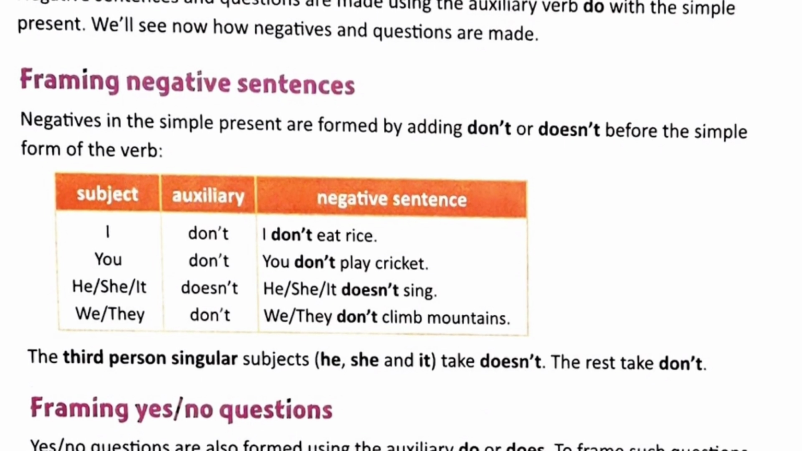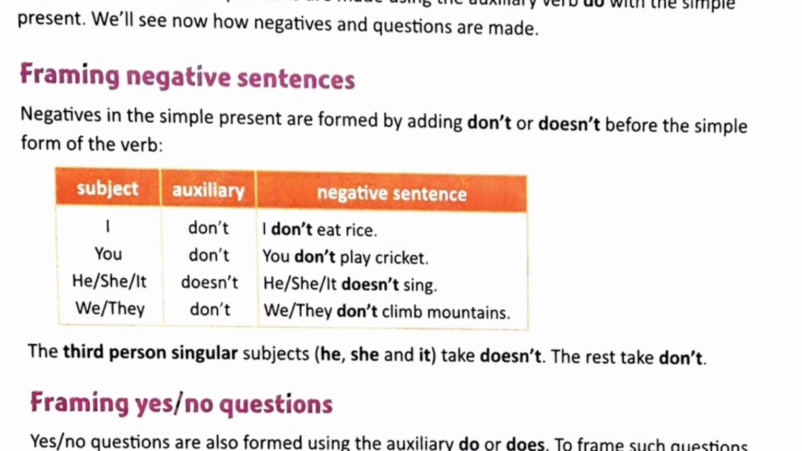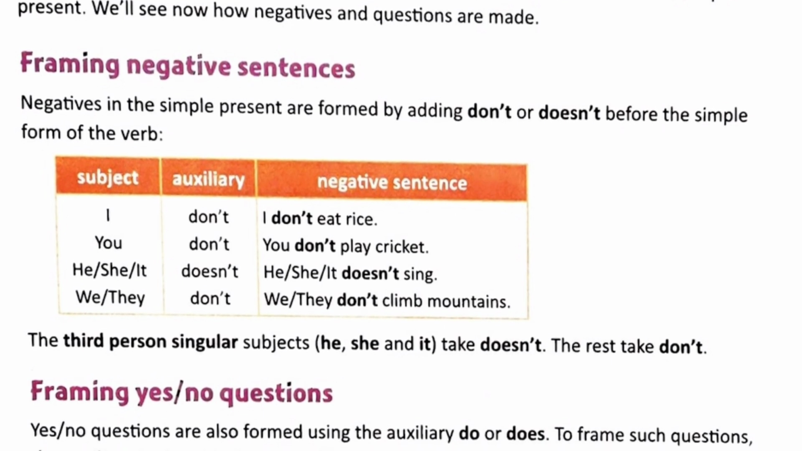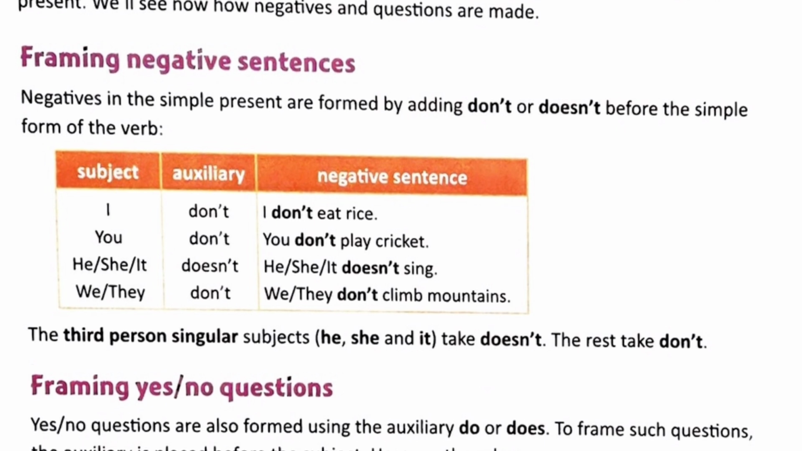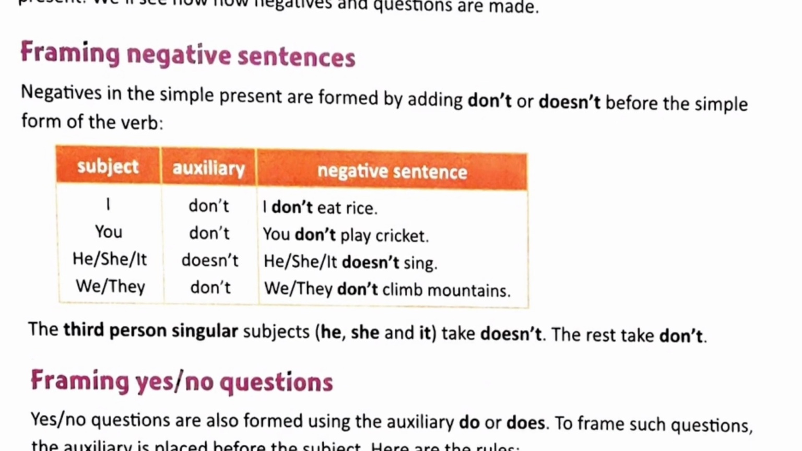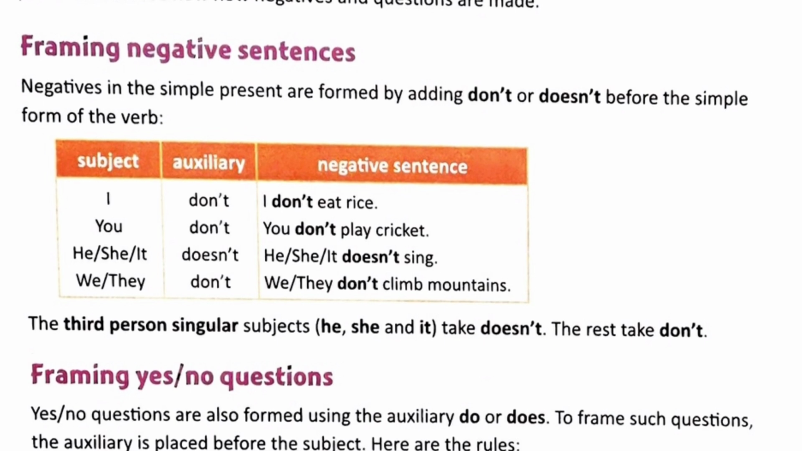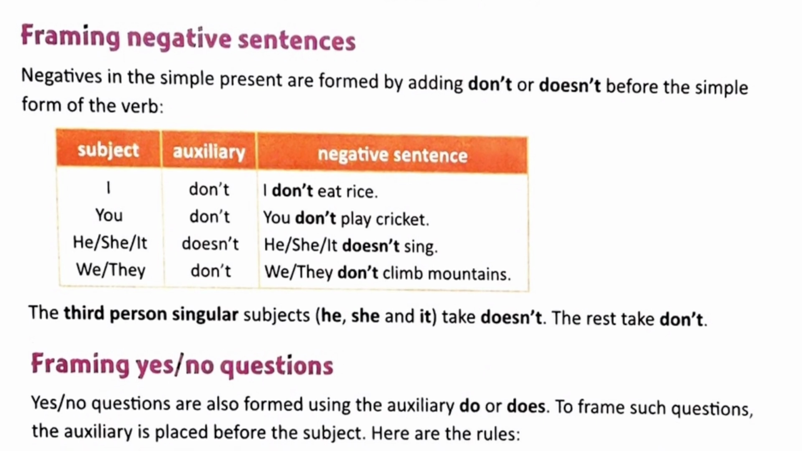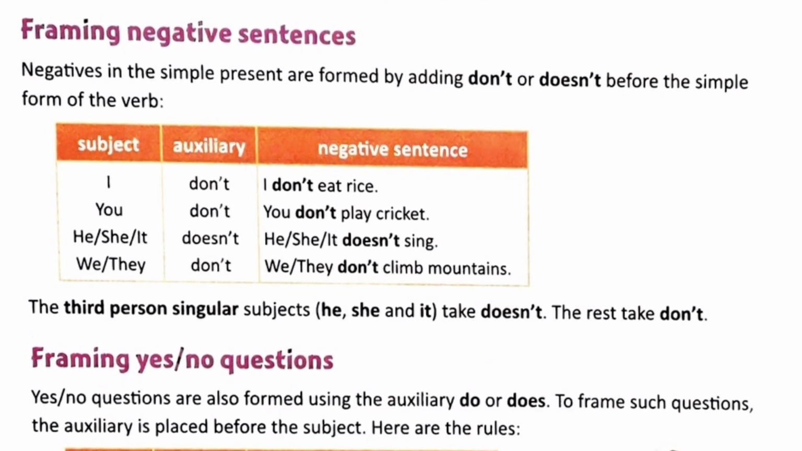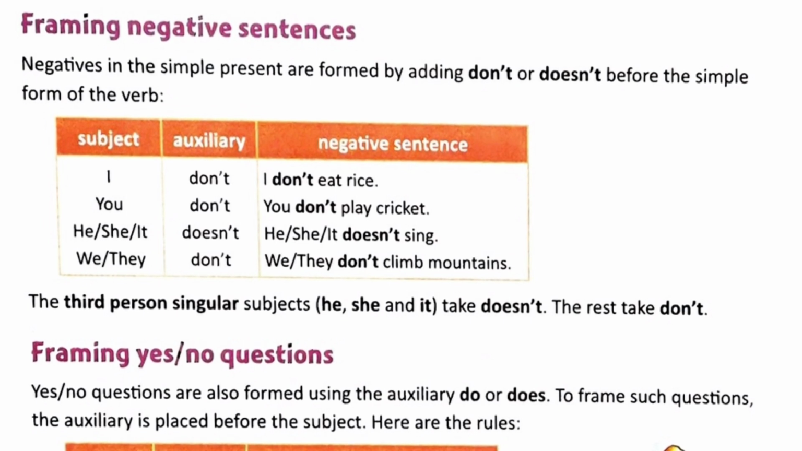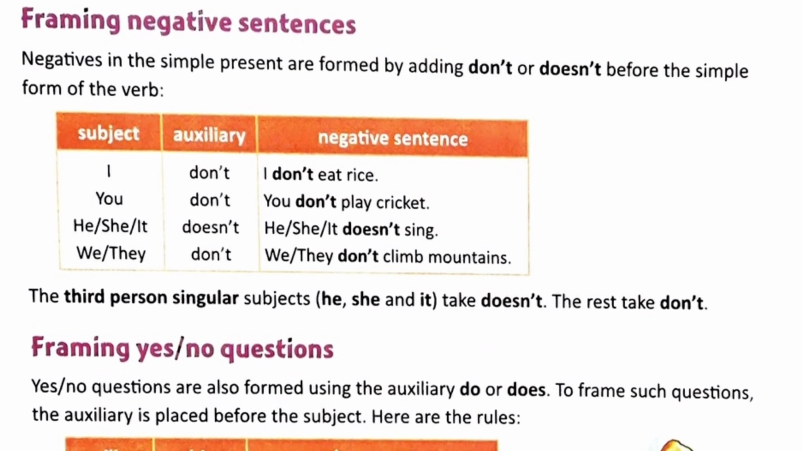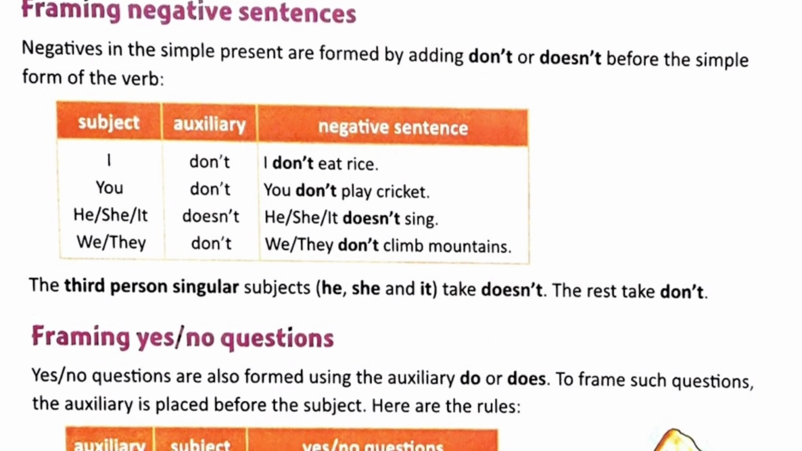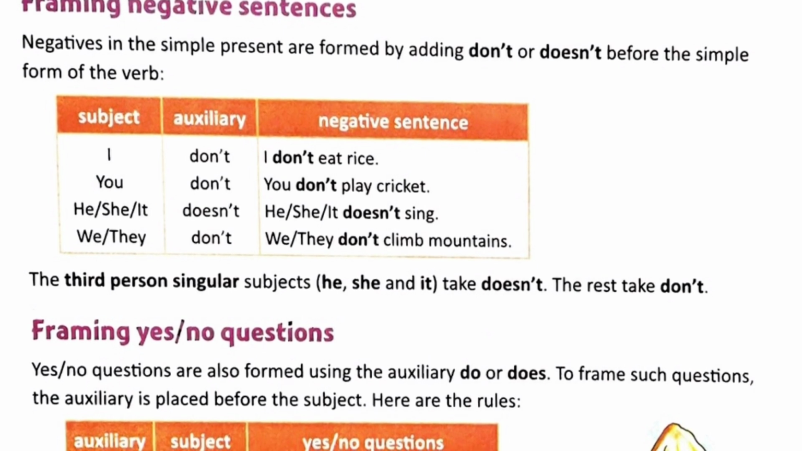Now if the subject is I, the auxiliary would be don't, and the negative sentence becomes I followed by don't and the root form of the verb, that is eat in this case, plus the object. So the sentence is I don't eat rice. And if we compare it with its statement form or the declarative sentence, it will be I eat rice. Now if the subject is you, again the auxiliary verb would be don't. So we write you don't play cricket. Play is again the root form of the verb. Its positive or declarative sentence would be you play cricket.